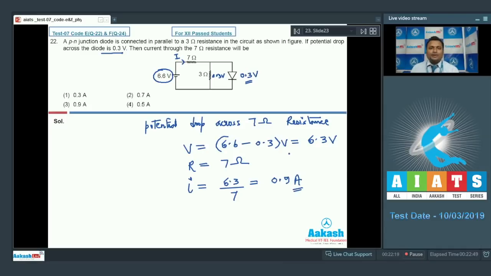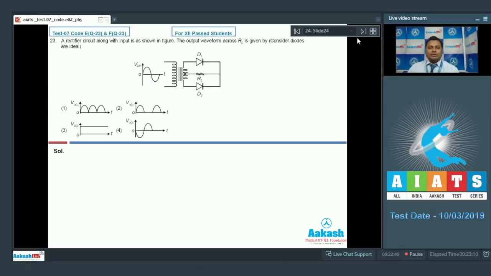So after looking at the answer, we will choose option number 3, which is absolutely correct. So therefore, we will go with option number 3. Now let us proceed to the next question, that is question number 23. So here is question number 23. A rectifier circuit along with input is shown in figure. The output waveform across RL will be given by.